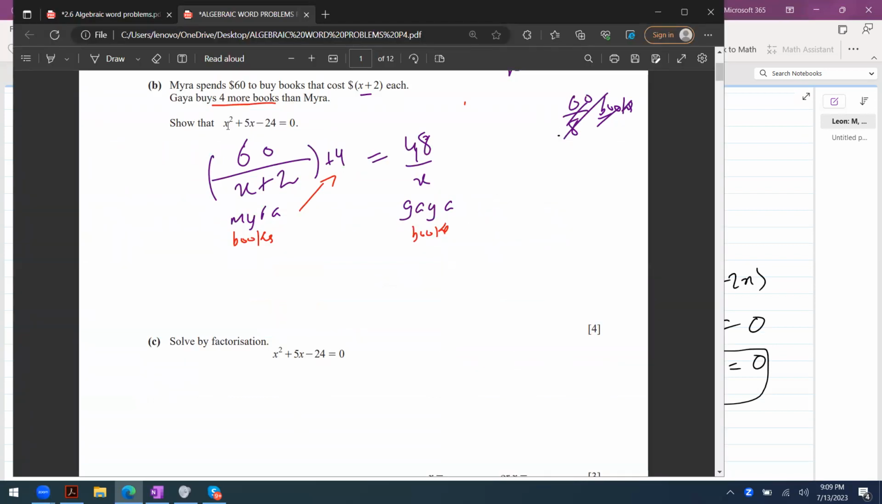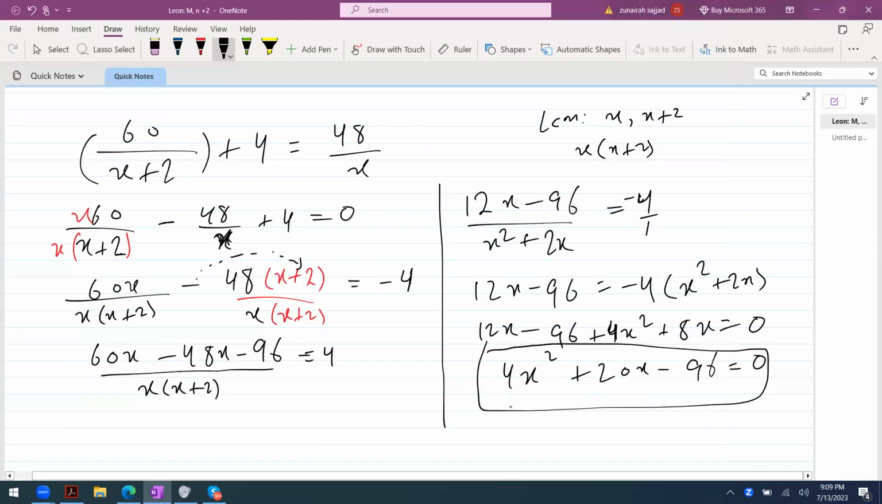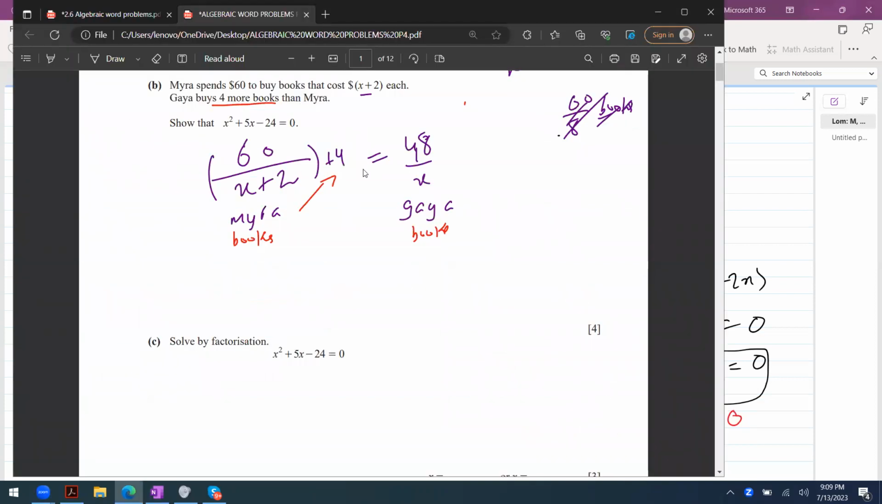So we can simplify it. Yeah, we need to just divide the whole equation by 4. We have 4x squared. Let's divide the whole equation with 4. We can do that. That will become x squared plus 5x. What is 96 divided by 4? 24, so minus 24. I think now it's matching. x squared plus 5x minus 24 is equal to 0.